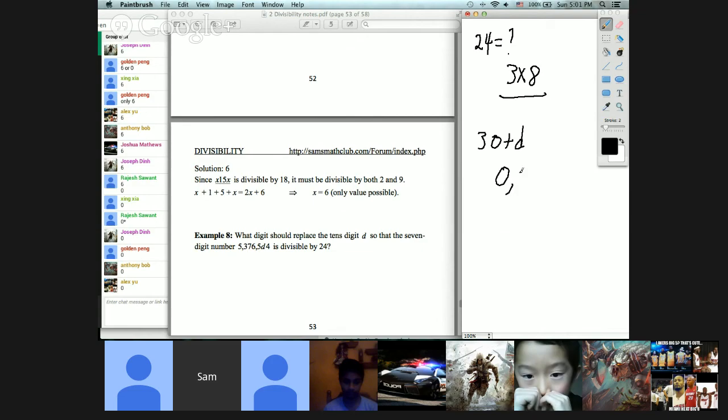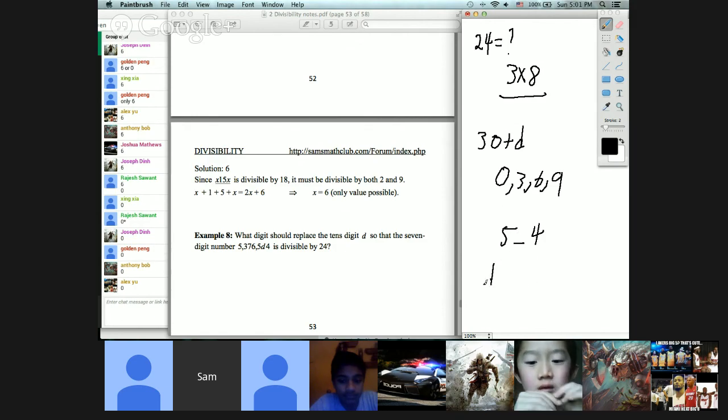So 0, 3, 6, or 9 could be d. And then we look at the last 3 digits, 5, blank, 4. And then we just plug in all these numbers to see which one is divisible by 8. And it just so happens that the first one, d equals 0, is the one that works.